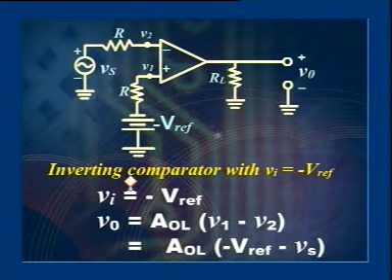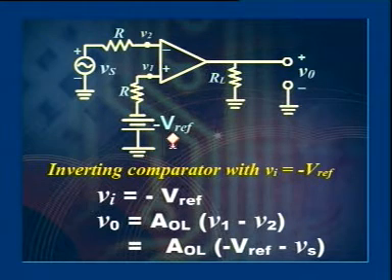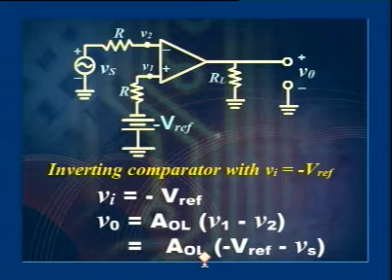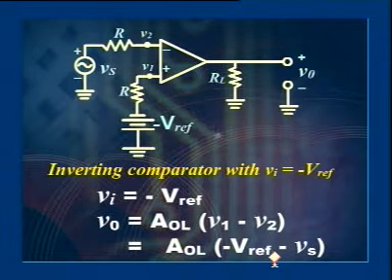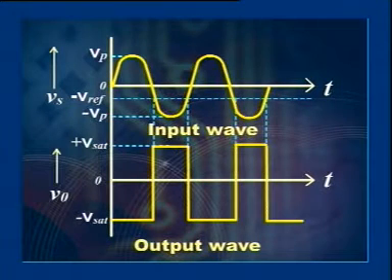Case 2. If V1 is minus V reference, then V0 equal to AOL into V1 minus V2, equal to AOL into minus V reference minus Vs. Here V0 equal to plus Vsat for Vs less than minus V reference and V0 equal to minus Vsat for Vs greater than minus V reference as shown in figure. So, in the inverting comparator, whenever the input signal crosses the V reference voltage, the output voltage will be at minus Vsat, and whenever the input voltage becomes less than V reference, the output voltage will be at plus Vsat. Okay. Now, let us consider the non-inverting comparator.